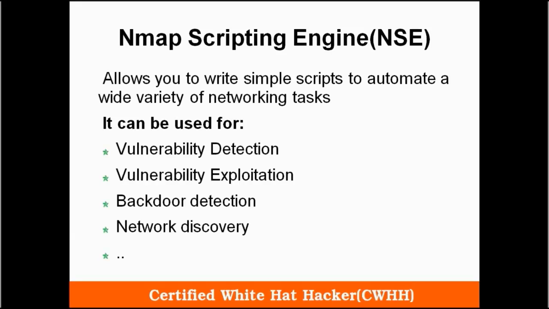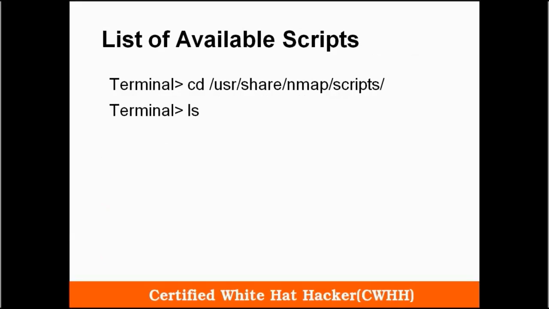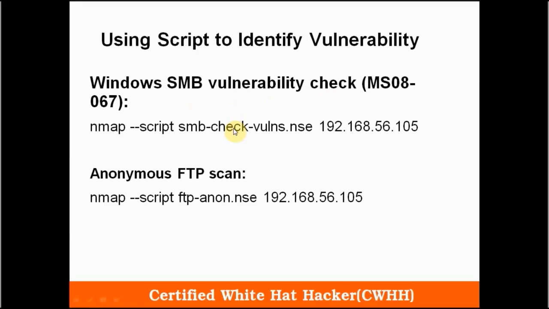The Nmap scripting engine allows you to write simple scripts, and they allow you to automate a wide variety of networking tasks. It can be used for different things like vulnerability detection, vulnerability exploitation, finding if there's a backdoor installed, network discovery, and a lot more. In order to first list the available scripts, you change directory to this location on your Linux computer, and if you give ls, it will give you the list of available scripts. And let's see how to use a script which is used to find vulnerabilities.